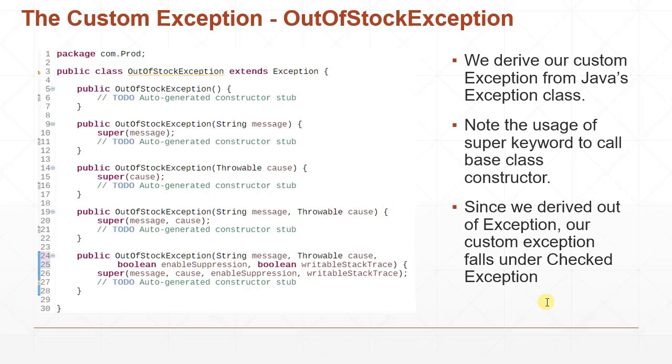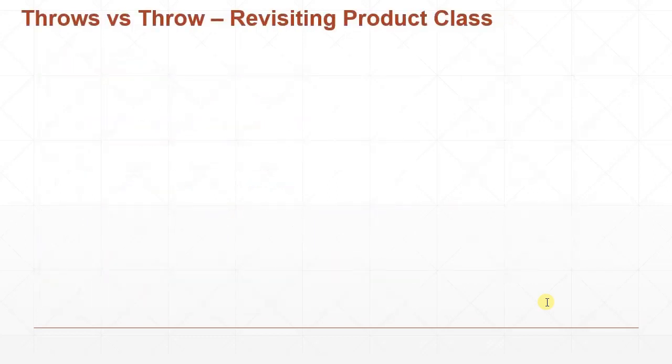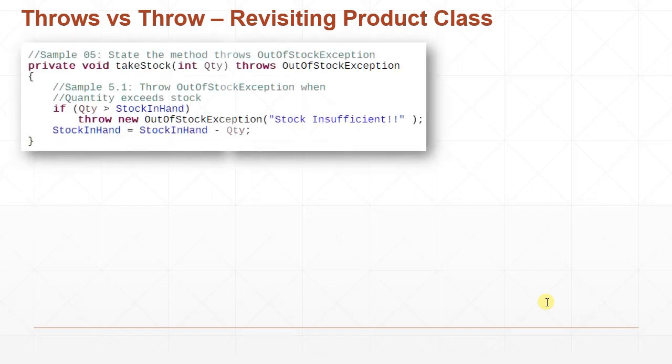Let us revisit the Product class. Now you will come to know the usage of the throws keyword as well as the throw keyword and how we use them in Java. In the TakeStock method, we raise the exception using Java's throw keyword. Previously we had stock in hand equal to stock in hand minus quantity. But now, before reducing our stock, we first check that the claimed quantity can be fulfilled by our stock in hand. So if the claimed quantity is greater than the stock in hand, then we will throw an exception.